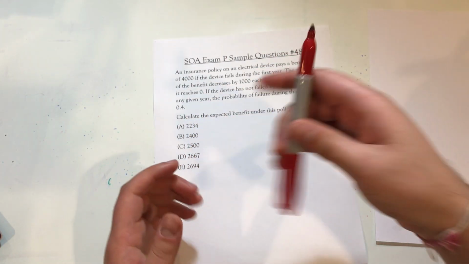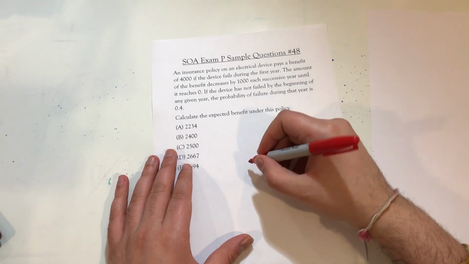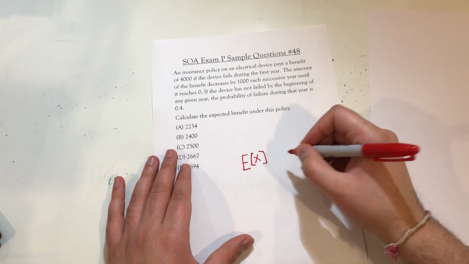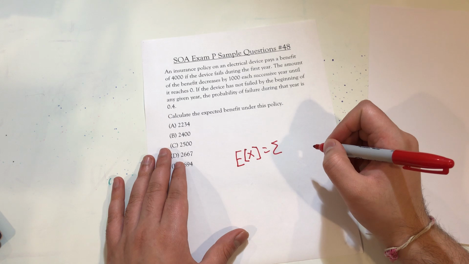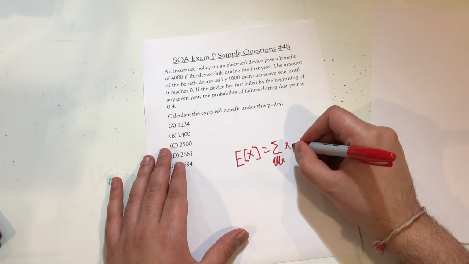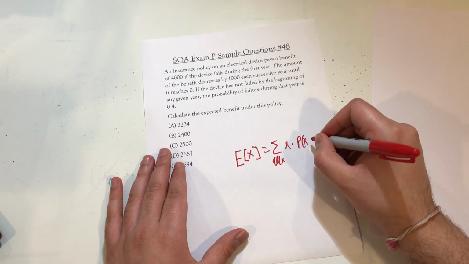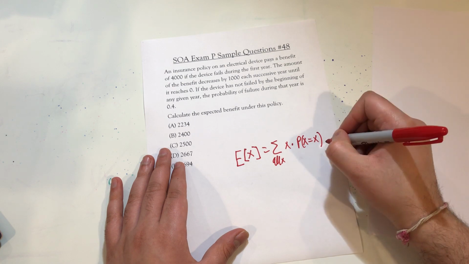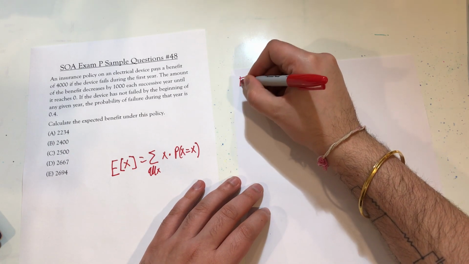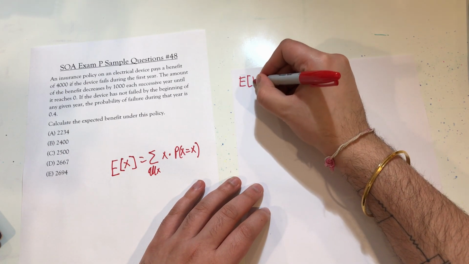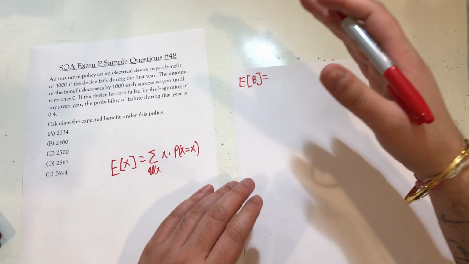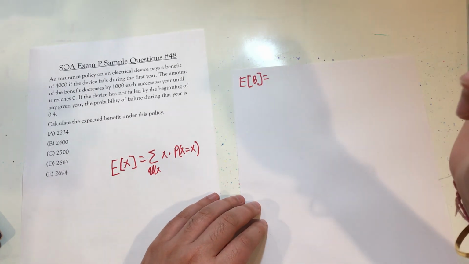In general, the way we want to do an expected value like this, the expected value of some value x is equal to the summation, for all x, of x multiplied by the probability of x equaling that particular x. So what does that mean for this problem? We're looking for the expected value of the benefit. That's going to be the summation of all the possible benefits you can receive.